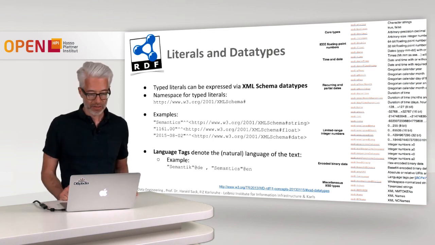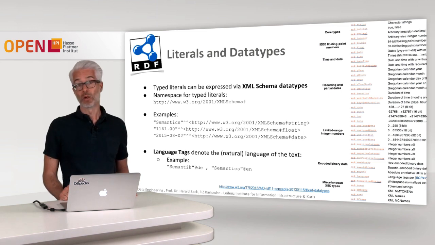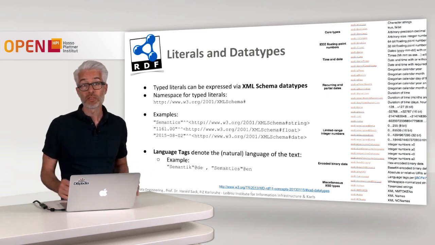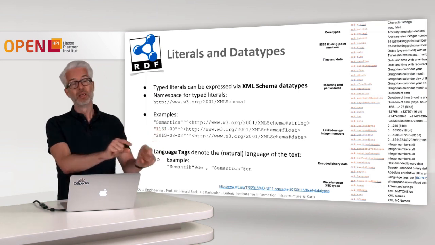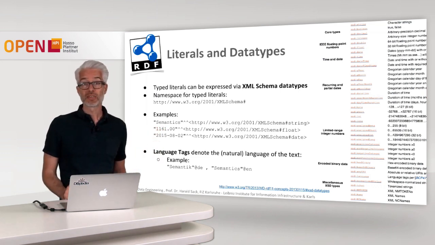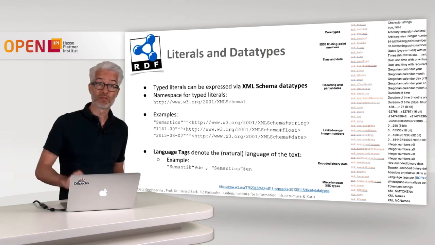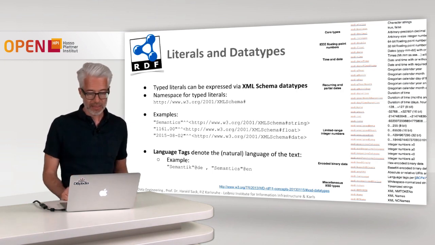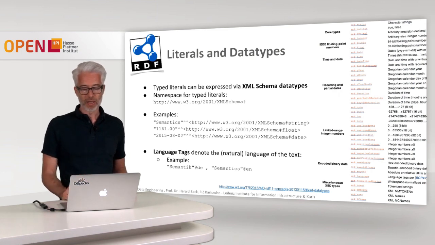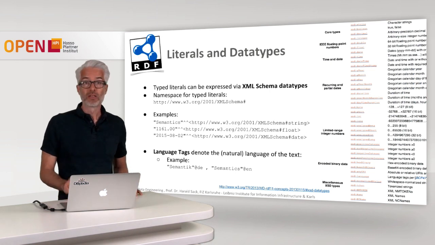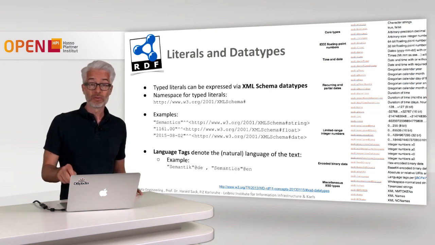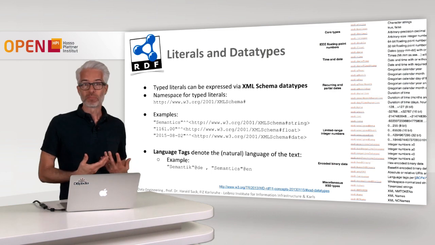In the second example, you have a number, 1161.00. So this is a floating point number. Therefore, we type this string with a specific data type, which is a floating point number, also derived from XML schema. And in the third one, you see that this is simply a date, and here you use the XML schema date type. In this way, you are enabled to express typed literals.